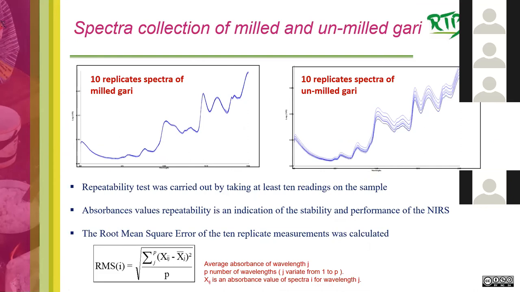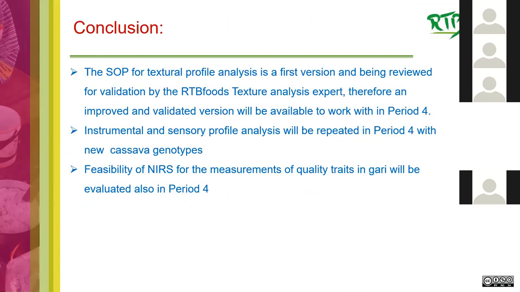So in conclusion, the SOP for textural profile analysis is a first version. We need to note that. We are still working on it, and the textural analysis expert, Dr. Laya, is working with us in order to get the final version. We plan to do that in period 4, using more varieties with different qualities, because we want to make sure that the SOP can differentiate between all these different types of cassava varieties.